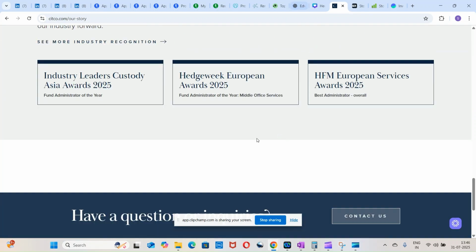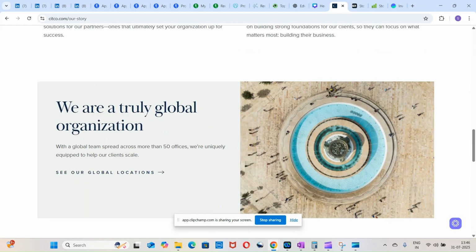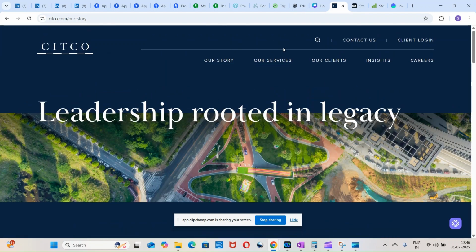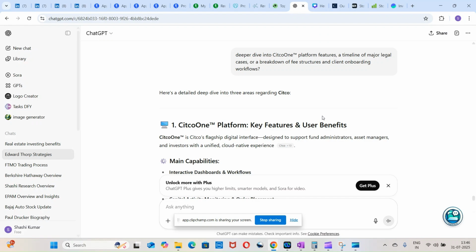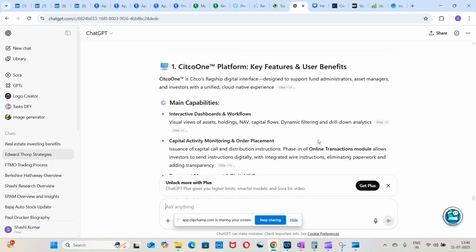We'll go through something called Citco One, which is their platform. Other than the services, they have software also. So Citco One is their platform, and we'll go through what the benefits of that particular platform are. So, the Citco One platform, key features and user benefits.